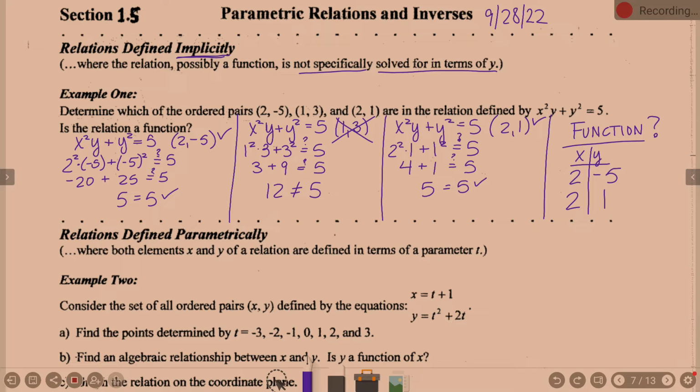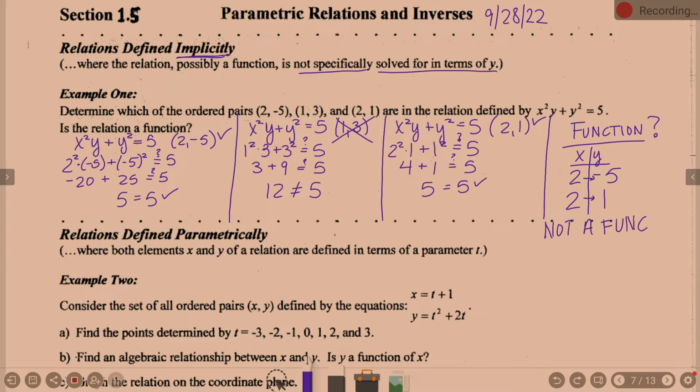Is it a function based on the fact that we found that these 2 ordered pairs are in the relation? What do we see here, guys? The x value 2 pairs with -5, and it pairs with 1. 2 is part of our domain. What's the rule about domain? It cannot repeat. Okay? So is this a function? This is not a function.